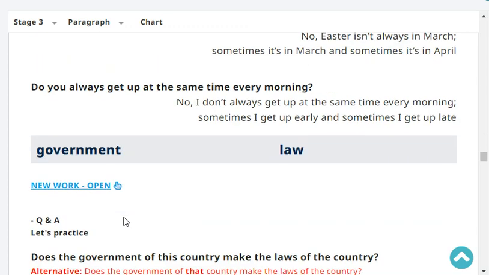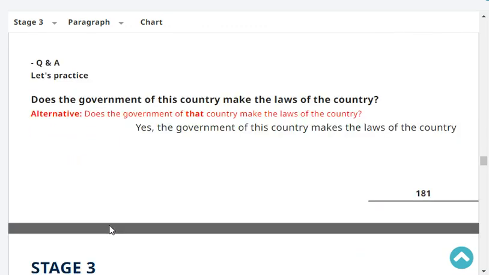Do you always get up at the same time every morning? No, I don't always get up at the same time every morning. Sometimes I get up early and sometimes I get up late. Very good.